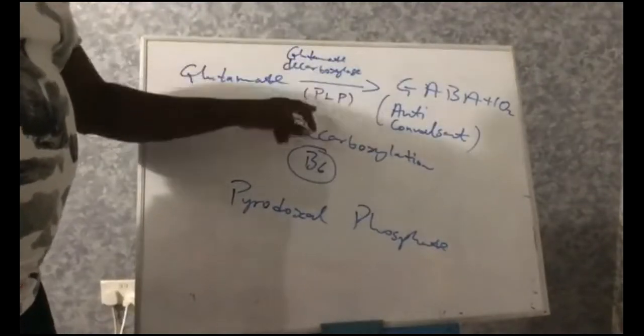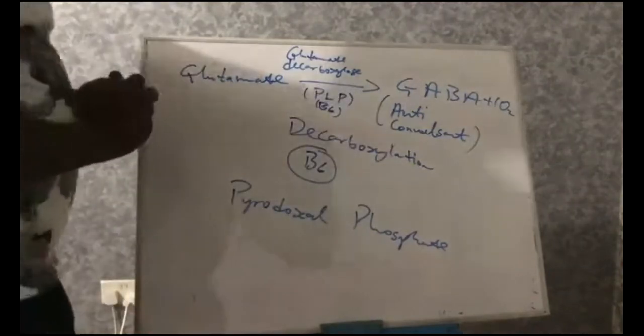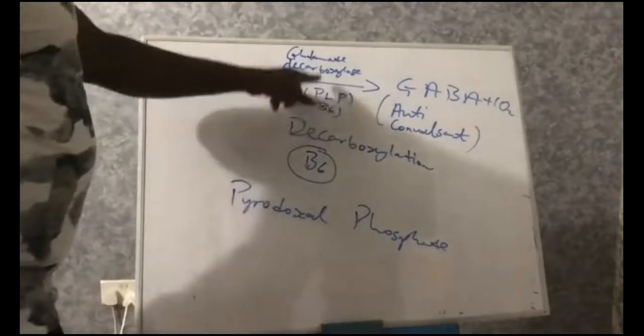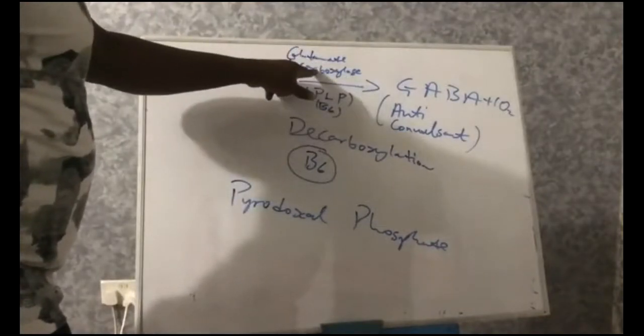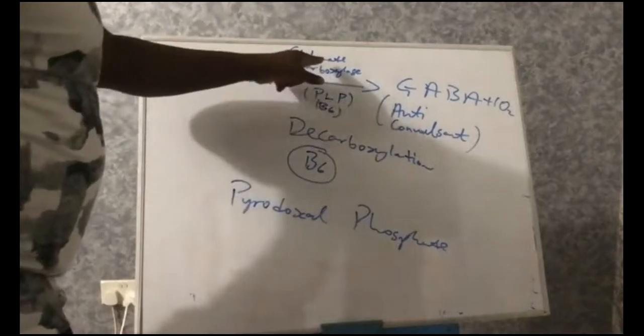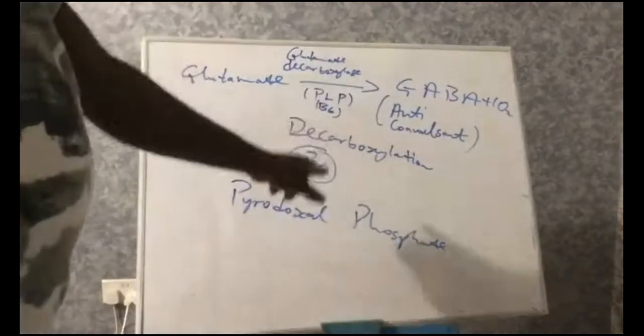Glutamate is converted to GABA in the presence of glutamate decarboxylase and PLP. PLP is the active form of B6. So if the child was lacking B6, it means that glutamate decarboxylase cannot work well. And if glutamate decarboxylase cannot work well, glutamate cannot be converted to GABA. So lack of B6 means there will be no production of GABA. So if there is no production of GABA, there will be what? Convulsion. So no GABA will lead to convulsion.